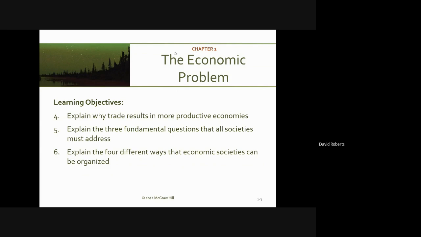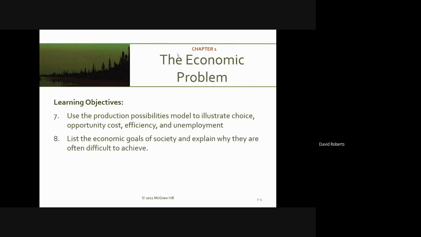We're going to talk about the three fundamental questions of societies and different ways that economic societies can be organized. We're going to talk about something called the production possibilities curve and how we allocate between different products like wheat and butter. We're going to talk about efficiency and unemployment and why economic goals can be challenging to achieve.